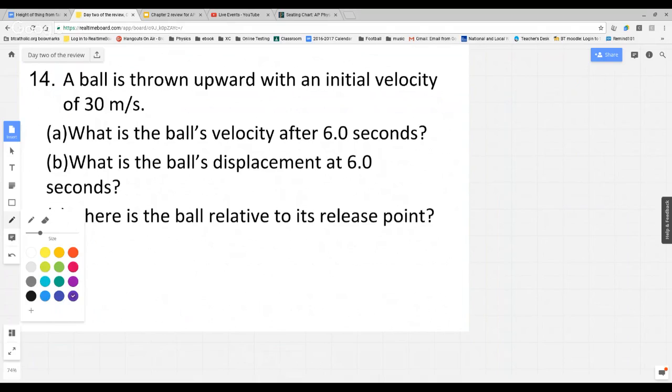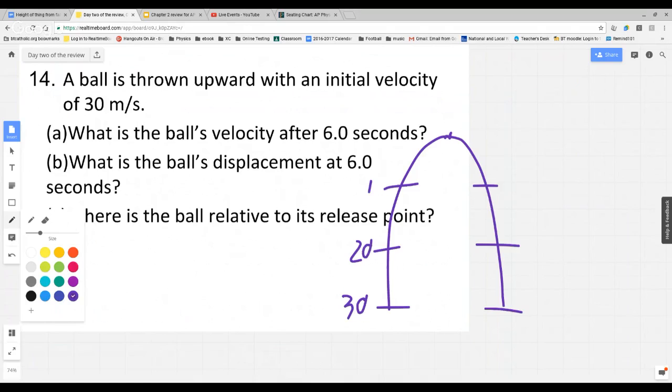All right. So this time you have the object going up and coming down, and there and there and there. And each tick mark is a second, right? So you have 30, 20, 10, 0, negative 10, negative 20, negative 30. And you got to count 1 second, 2 seconds, 3 seconds, 4 seconds, 5 seconds, 6 seconds. So after 6 seconds, what's the velocity?